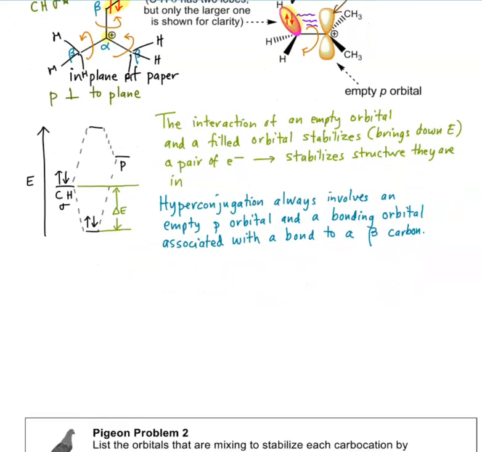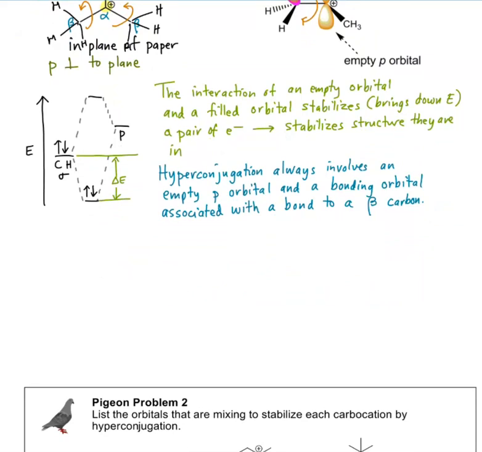Okay, now let's compare that structure to another one. So there's the carbon with the positive charge, and what we want to do is figure out what orbitals are involved in stabilizing this carbocation through hyperconjugation. So that's an alpha carbon, and one bond away are beta carbons. So it's any bond that's coming off of a beta carbon that you want to look at. So let's draw in the bonds that are not shown. So for each of those beta carbons, there's a couple of carbon-hydrogen bonds.